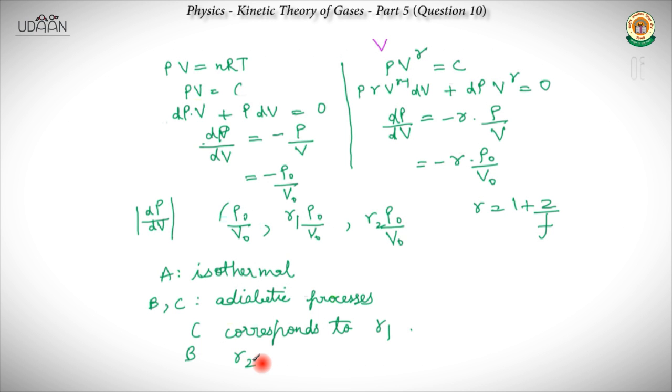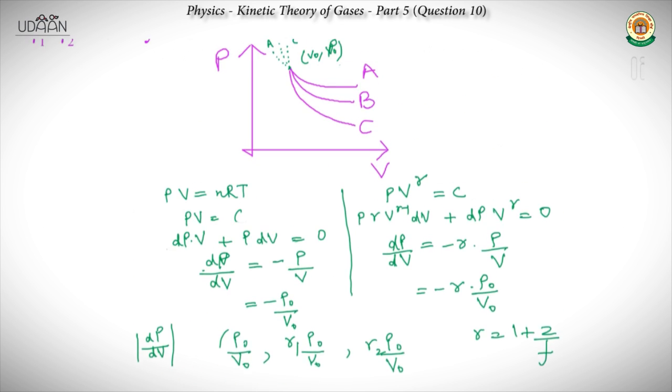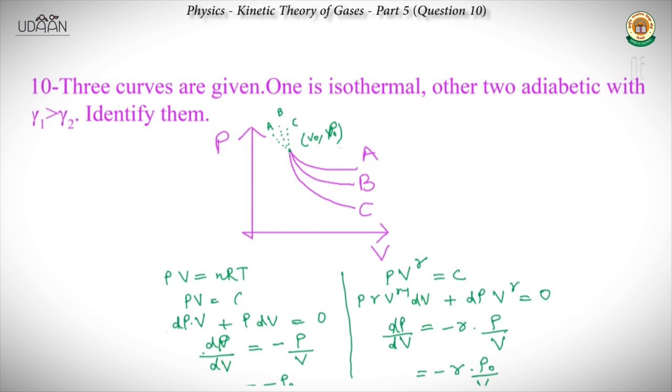Sure. So can you show us on the graph? Yeah, let's just write it down here also. Now see this one, C is the adiabatic process with gamma 1, which was the max one. B is the adiabatic process with gamma 2, and A, with the least slope, minus P naught by V naught, is our isothermal process.